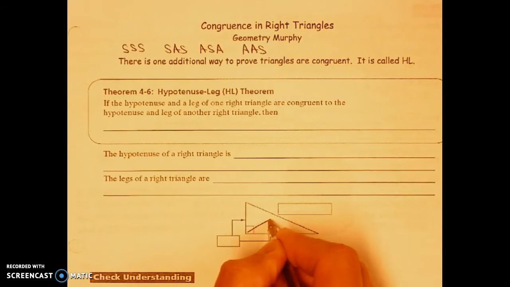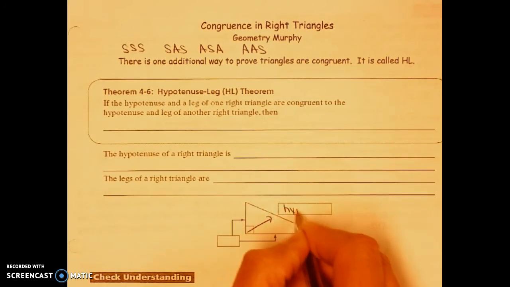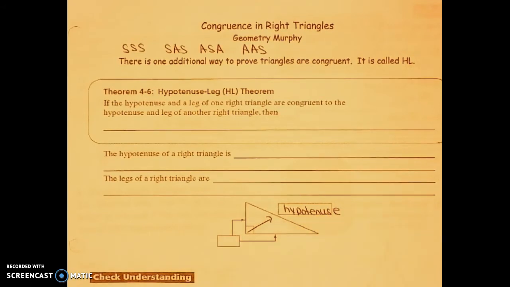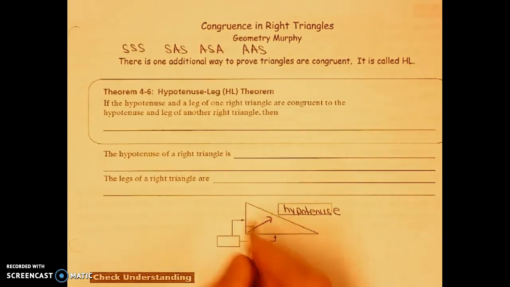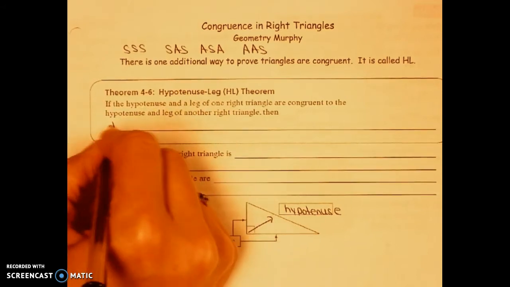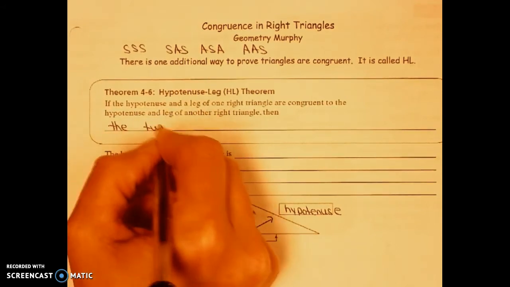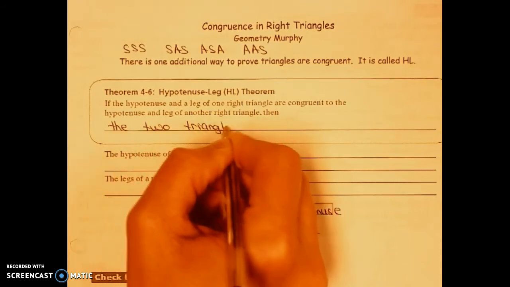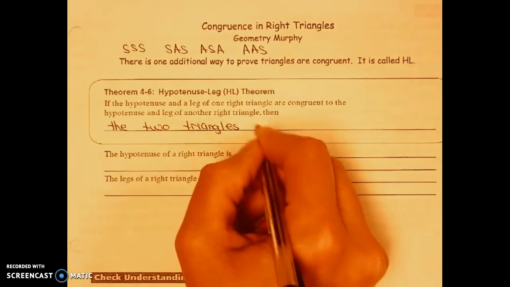The side across from the right angle is called the hypotenuse. It's also the largest side of the triangle. The 2 sides that form the right angle are called the legs. So if the hypotenuse and a leg of one right triangle are congruent to the hypotenuse and leg of another right triangle, then the 2 triangles are congruent.